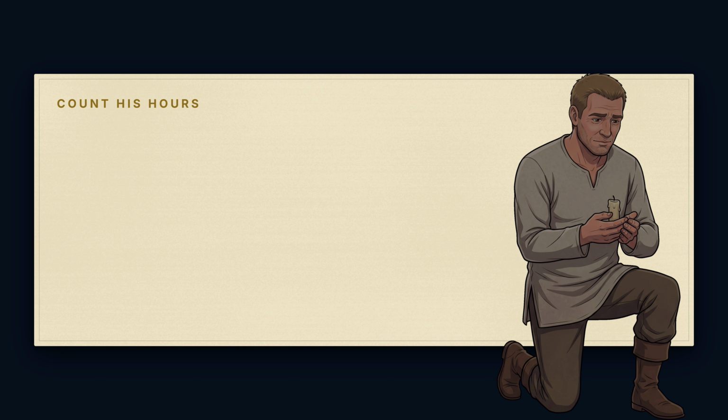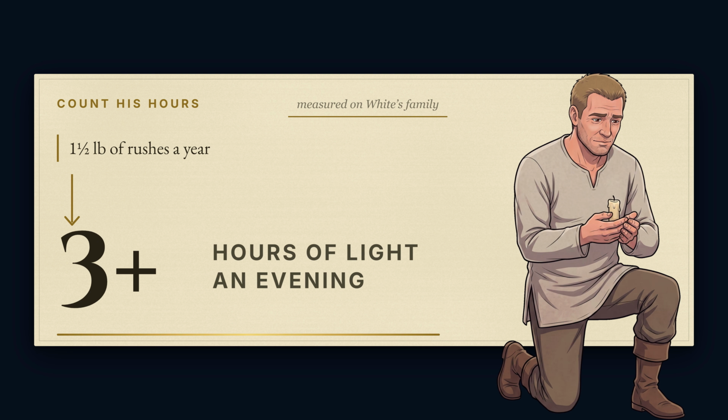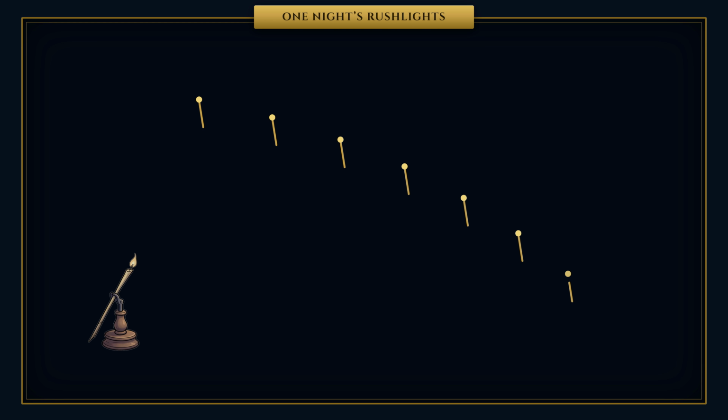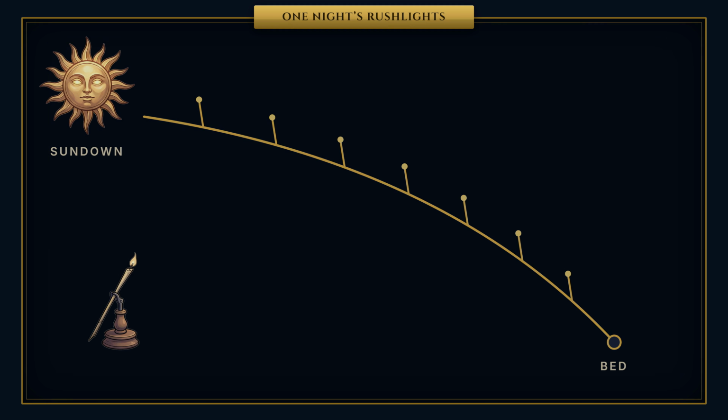His cottage burns rushes, so take White's careful family as the measure. 1.5 pounds of rushes a year works out at a bit over 3 hours of light an evening. Call it 6 or 7 rushes between sundown and bed, and then the room goes dark.